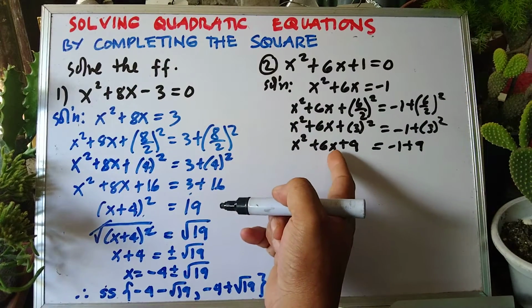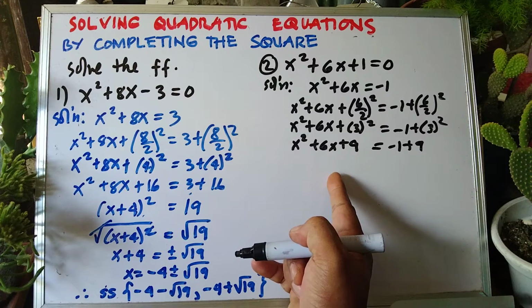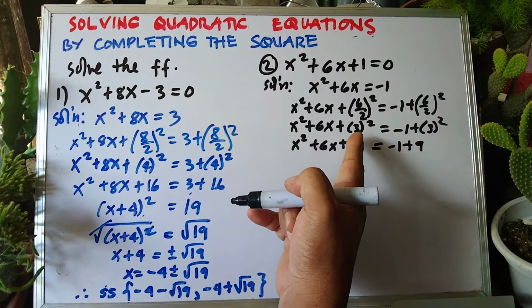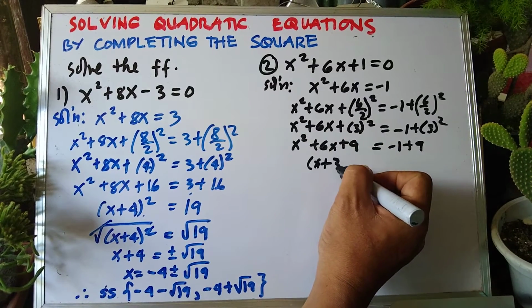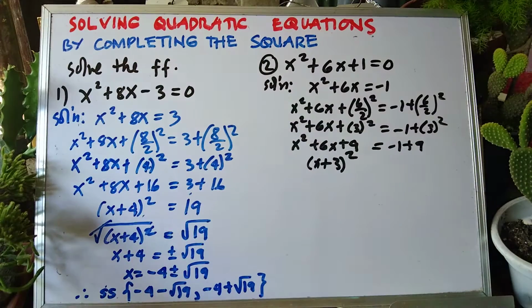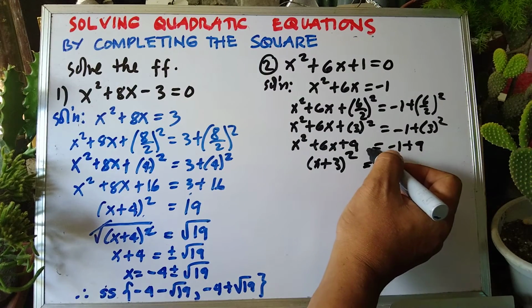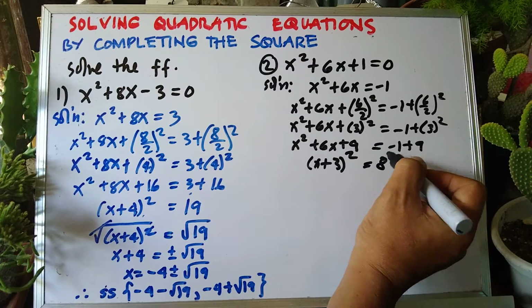Okay, then, this is a perfect square trinomial. We can express this as a square of a binomial. Tingnan lang natin yung sa ibabaw niya. Positive 3. Tapos positive lahat. So, x plus 3 ka lang. Tapos raised to the second power. Which is equal to negative 1 plus 9. What is our answer? Or 9 minus 1, that is 8. Okay?